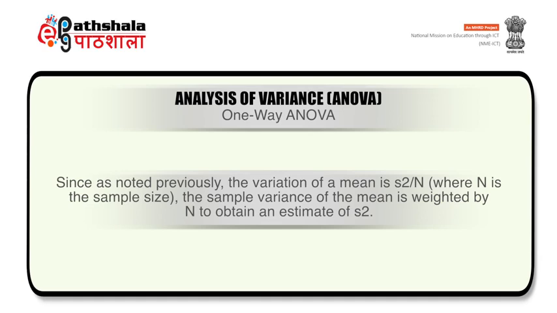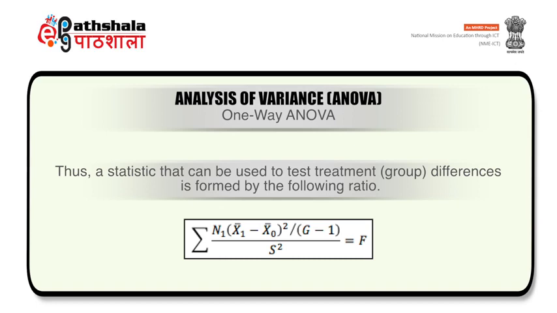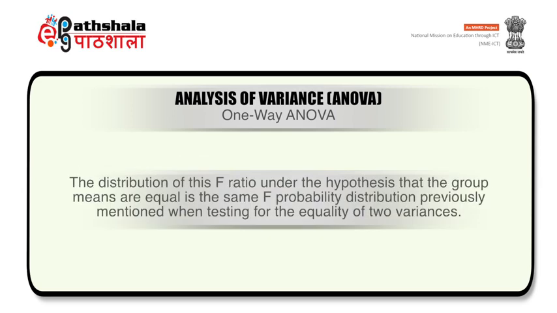Since, as noted previously, the variation of means is the mean square divided by n, where n is the sample size, the sample variance of the mean is weighted by n to obtain an estimate of mean square. Thus, a statistic that can be used to test treatment or group differences is formed by the following ratio, as shown on the screen. The distribution of this F ratio under the hypothesis that the group means are equal is the same F probability distribution previously mentioned when testing for the equality of the variance.